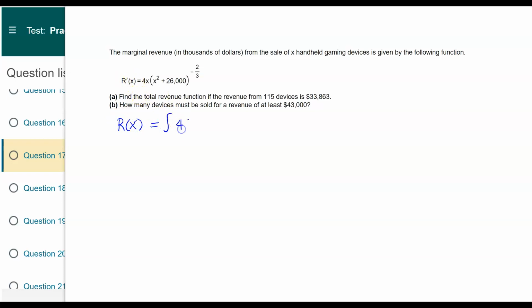So we will integrate 4x times (x squared plus 26,000) to the negative 2/3 dx. Here we will have to use integration by substitution. We will let u be equal to x squared plus 26,000, and then du from here is just 2x dx.